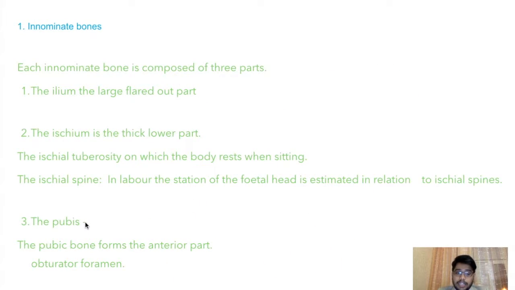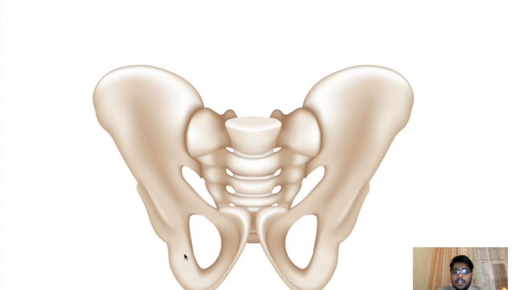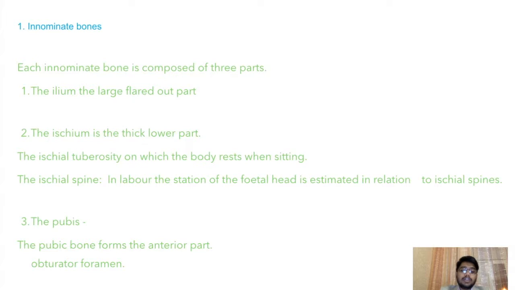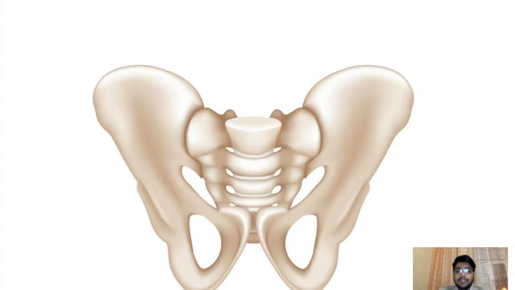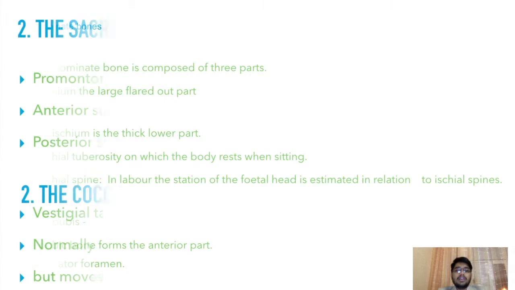The third innominate bone is the pubis. The pubic bone forms the anterior part. These are the pubic bones. They attach to each other and this is called a symphysis. Now about the obturator foramen, which is the single landmark that we should know in these pubic bones. The obturator foramen is made of ischium and the rami of pubis.